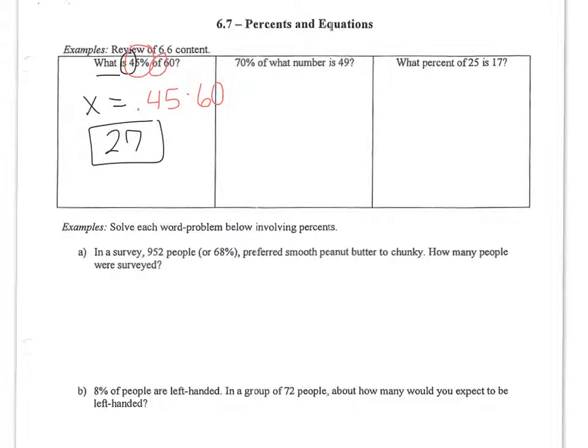So 27 is 45% of 60. Second one, 70%, so we write 70% as a decimal, of what number is equal to 49. Now you solve for x, so you divide both sides by 0.7. So 0.7 cancels out. 0.7 is the same as 0.70. X equals 49 divided by 0.7 is 70.